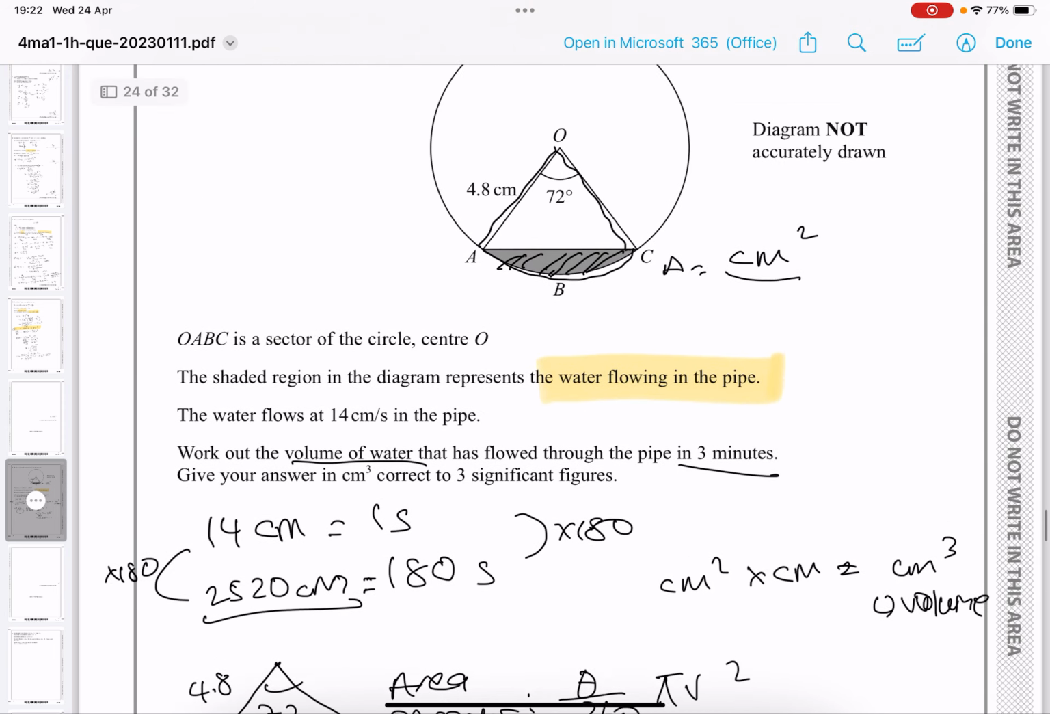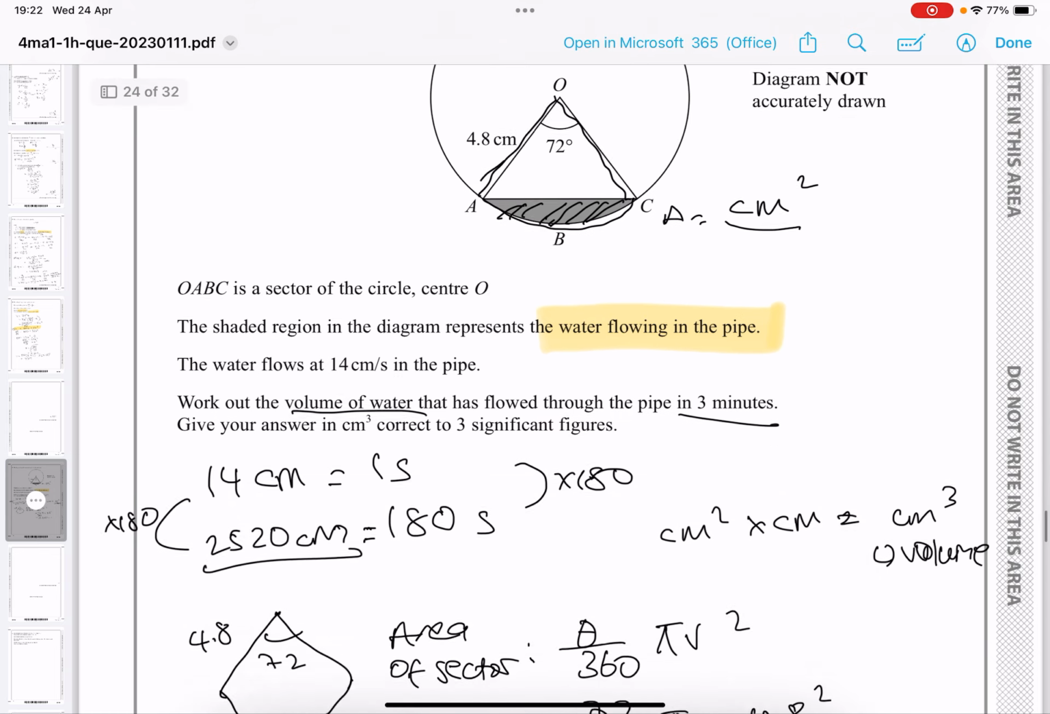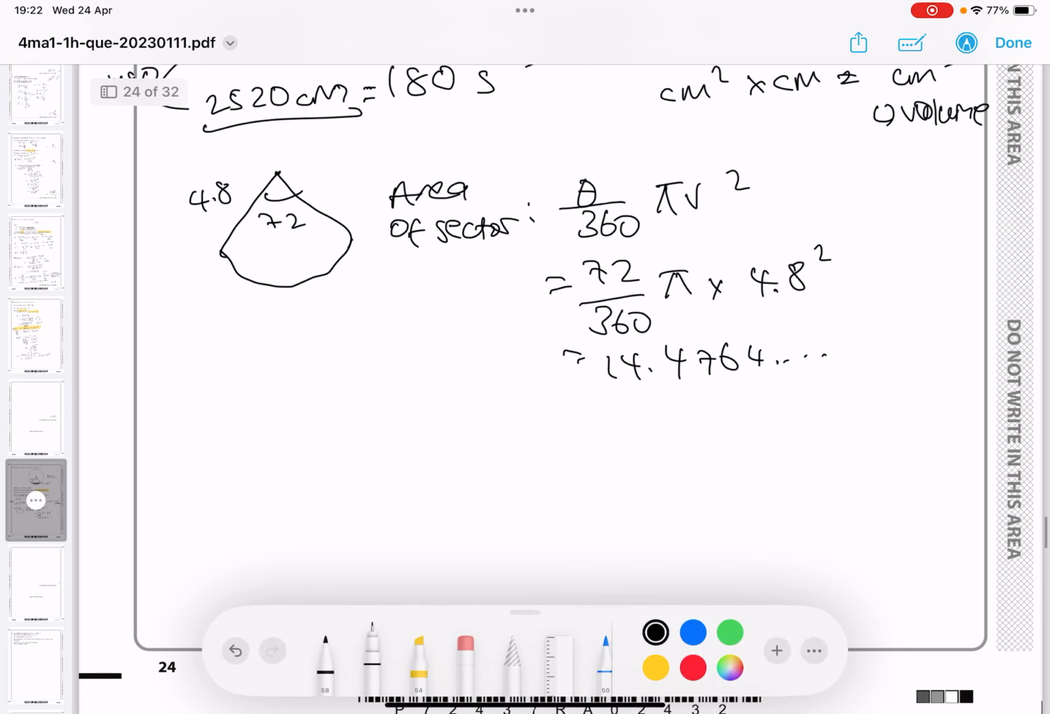Now we're going to find the area of that triangle here. Okay, that triangle OAC. So then we can subtract it. So let me draw that triangle out. OAC, that's 4.8, and 72.